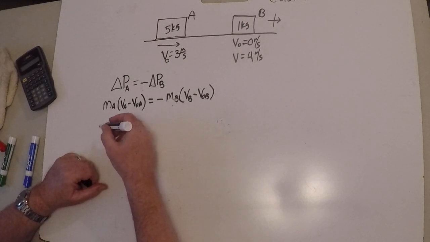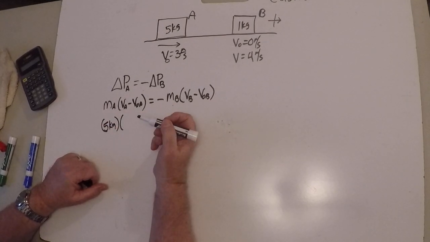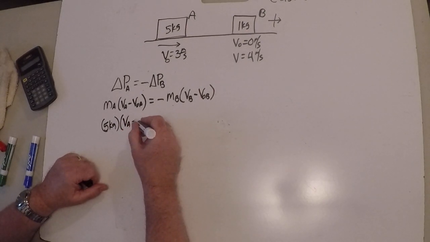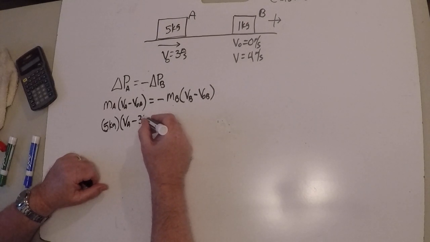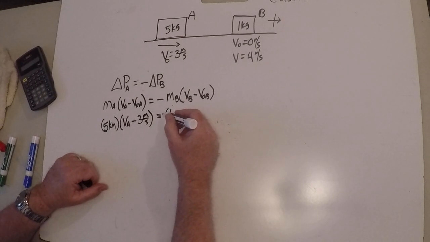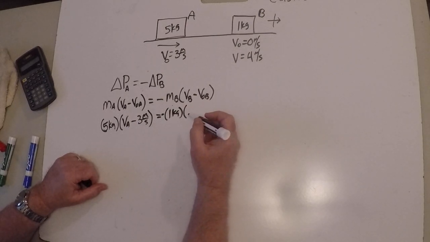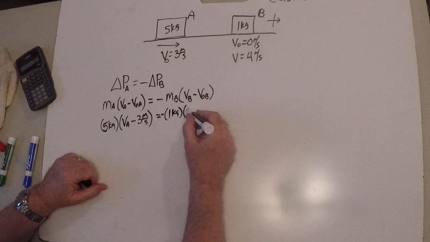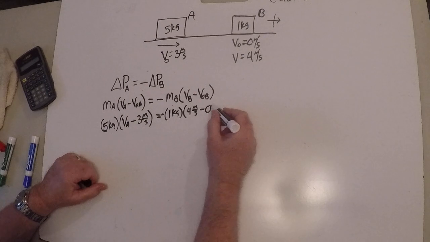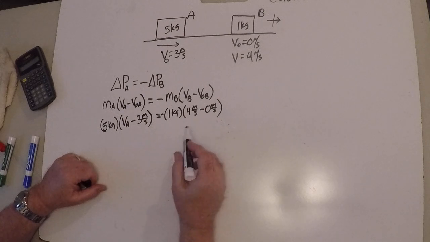So I know that the mass of block A is 5 kilograms. The final velocity of block A I don't know. That's what I'm looking for, so I just leave it as V sub A, minus the initial velocity of block A, which is 3 meters per second. That's equal to the mass of block B, which is 1 kilogram, and don't forget this is negative, times the final velocity of block B, which I know now, it's 4 meters per second, minus the initial velocity, which is 0 meters per second. So I'm going to apply the distributive property and get rid of these parentheses.